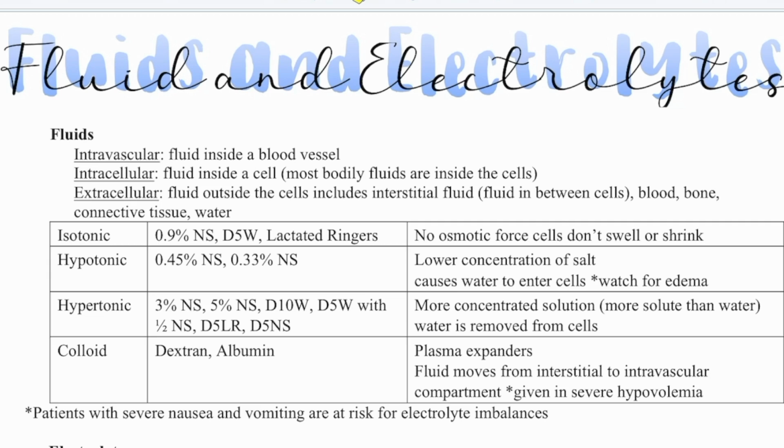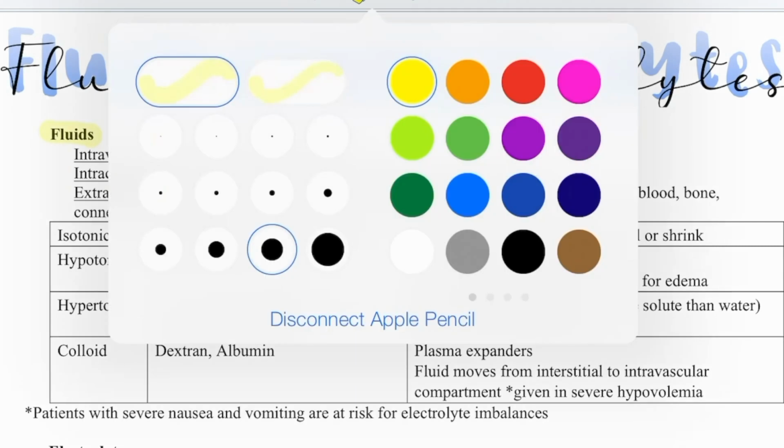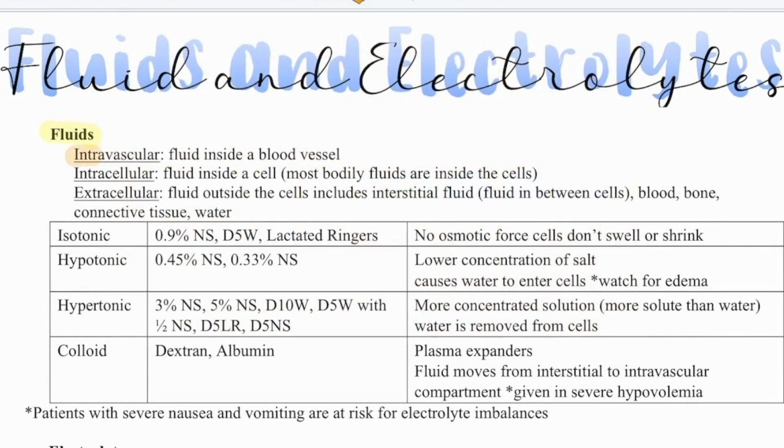To add on to what we just talked about, we have different types of fluids. The first type is called intravascular. This is fluid inside a blood vessel. And we have intracellular, fluid inside a cell. Mostly bodily fluids are inside a cell. And we have extracellular, fluid outside the cell, which includes interstitial fluid between cells, blood, bone, connective tissue, and water.